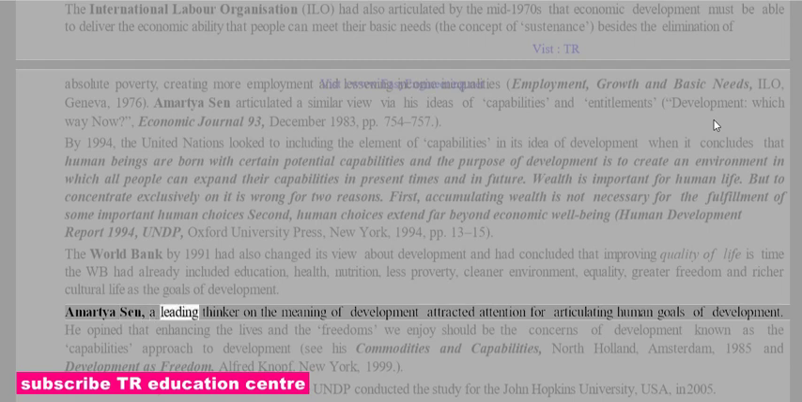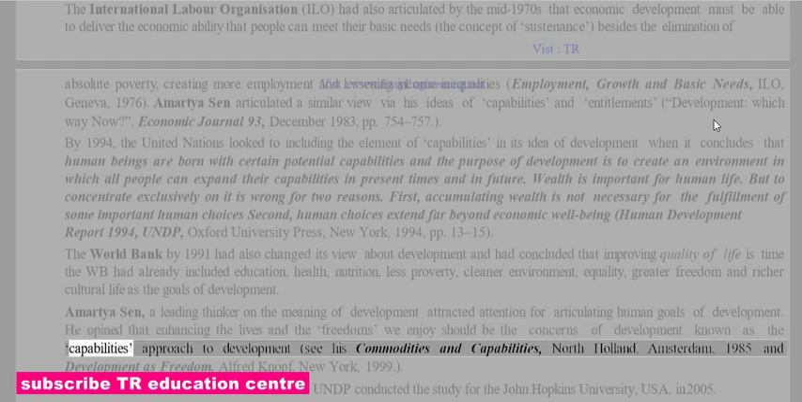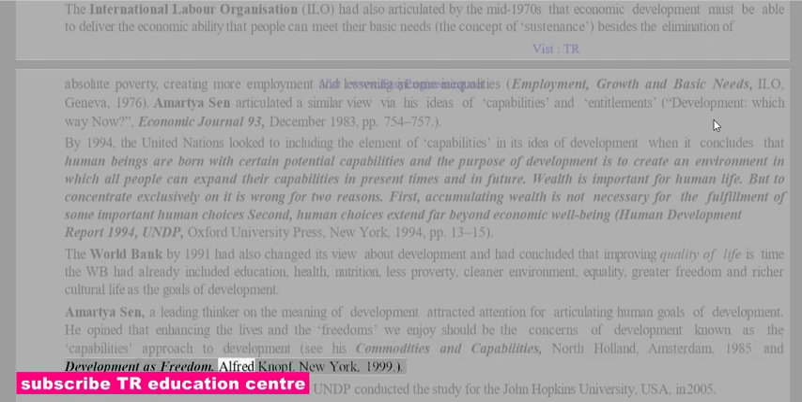Amartya Sen, a leading thinker on the meaning of development, attracted attention for articulating human goals of development. He opined that enhancing the lives and the freedoms we enjoy should be the concerns of development, known as the capabilities approach to development. See his Commodities and Capabilities, North Holland, Amsterdam, 1985 and Development as Freedom, Alfred Knopf, New York, 1999. 7. Stefan Priesner, a senior economist with the UNDP, conducted the study for the Johns Hopkins University, USA, in 2005.